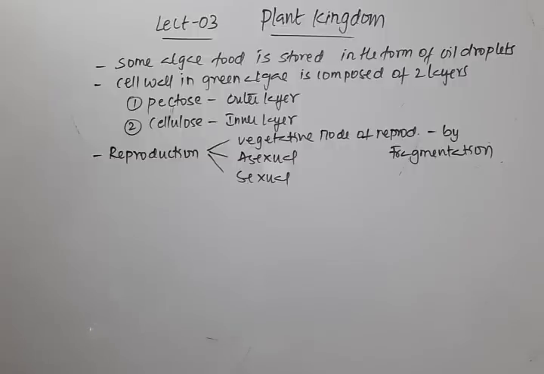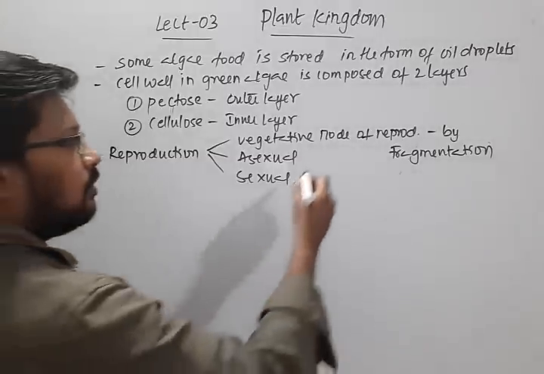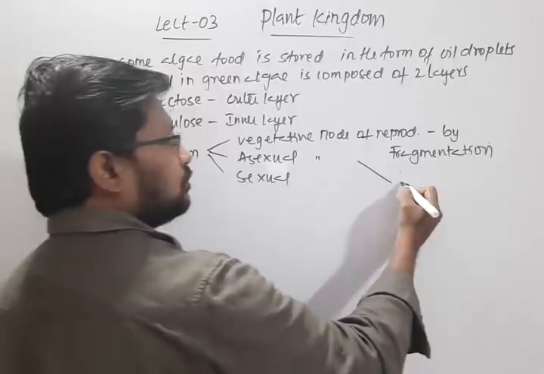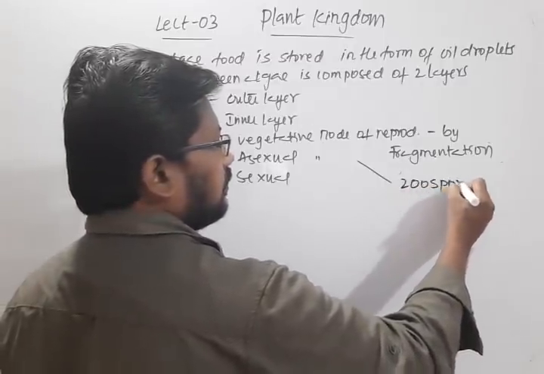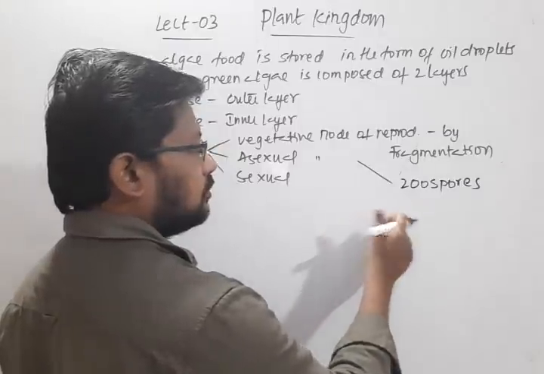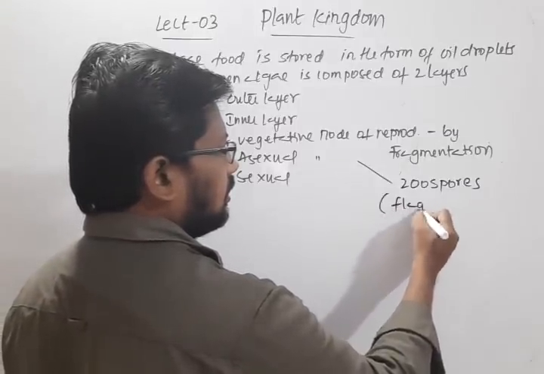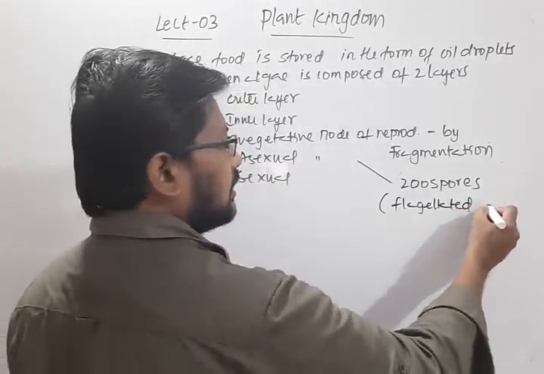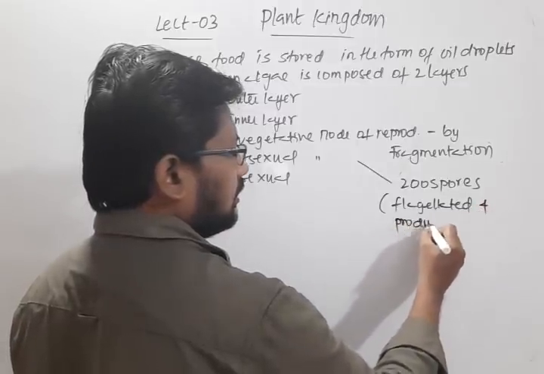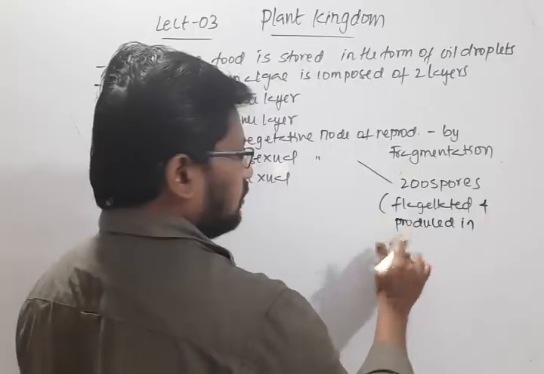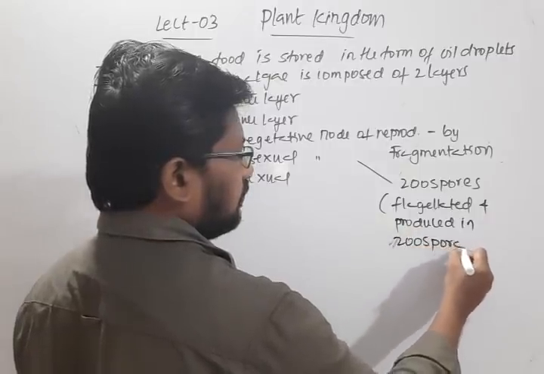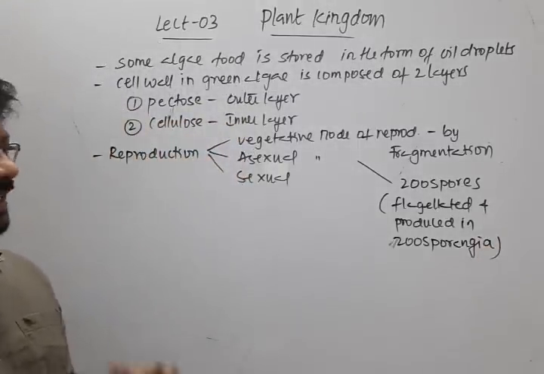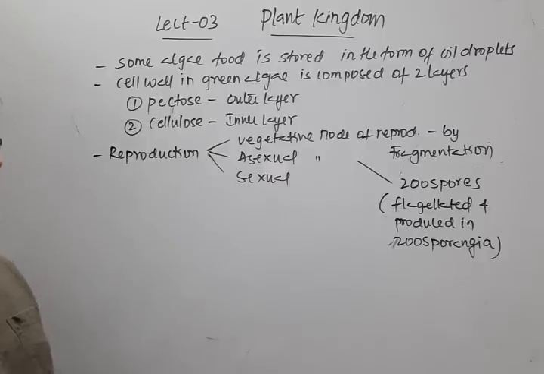And coming to the asexual mode of reproduction, it is by the formation of zoospores, and these zoospores are flagellated. It means that they have flagella, and are produced in zoosporangia. Zoosporangia are special structures inside which we see the development of zoospores.